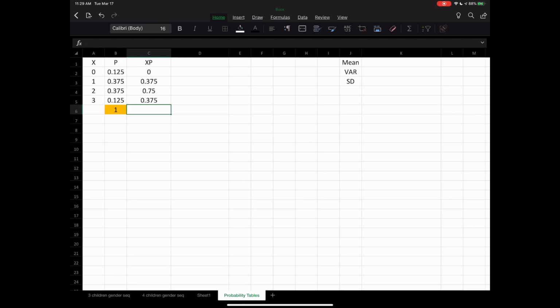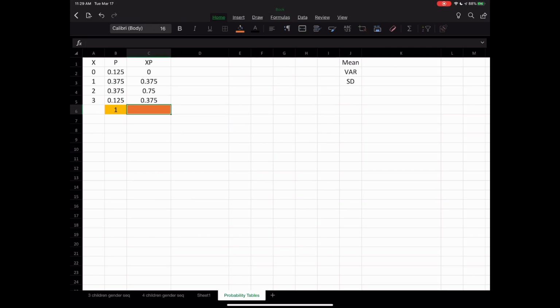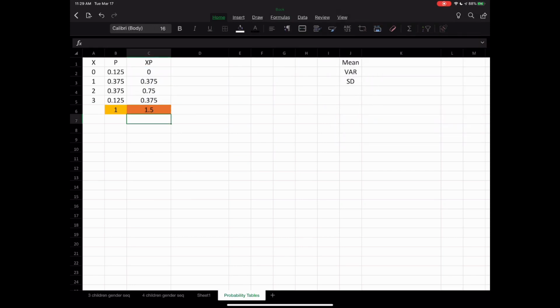And if I want to add it now, and again, every time I add something, I like to change the color of the box in which I'm adding the number into. So if I sum these numbers, I get 1.5, and that's exactly what I had when I was doing it manually. So my expected value is 1.5. We calculated it with just a traditional style method when I was doing it on the actual lecture.